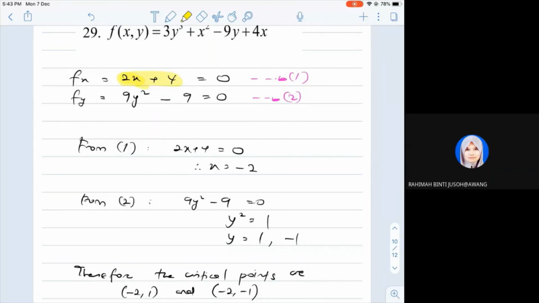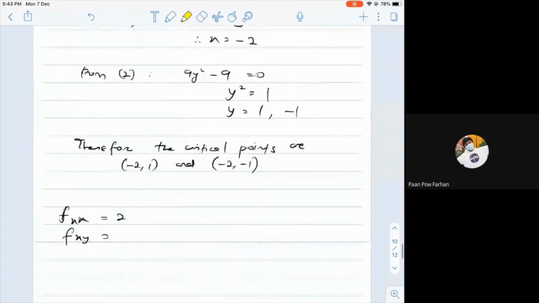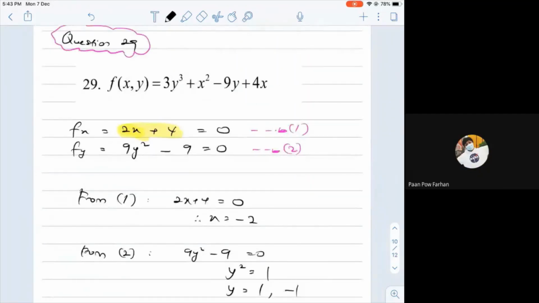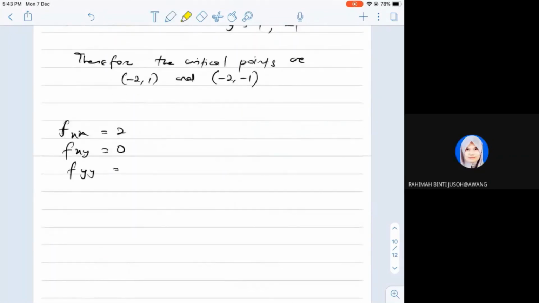What term do we get? 0. Okay, so we get 0. Then fyy: differentiate, 18y. Yes, 18y. Good, 18y.